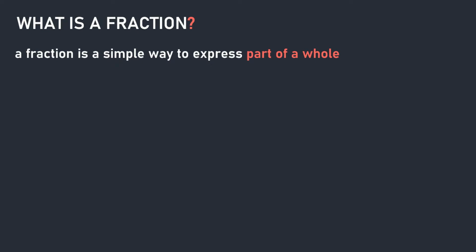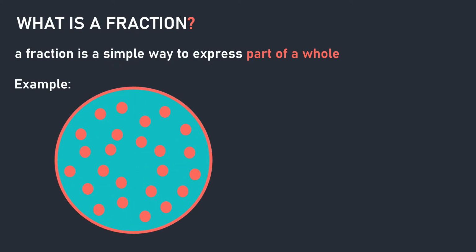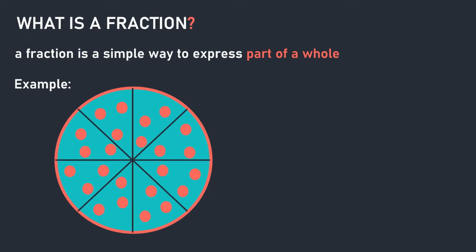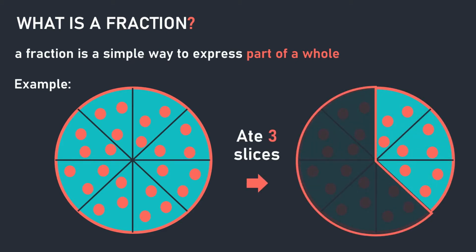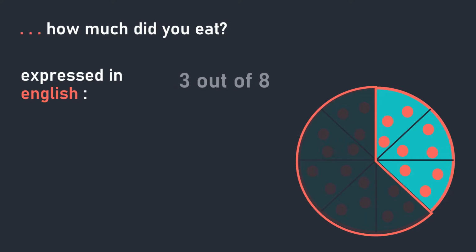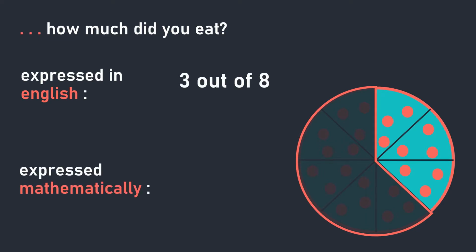So let's take a look at a real example here. Let's say you had a pizza. There's your pizza. And let's divide this pizza into 8 slices, just like that. And let us suppose you're a bit hungry, so you decided to eat 3 slices. So if I asked you in plain old English, how much did you eat? The answer is quite simple. You ate 3 out of 8 slices. And if you were to express that mathematically as a fraction, it would simply be 3 over 8, or 3/8.